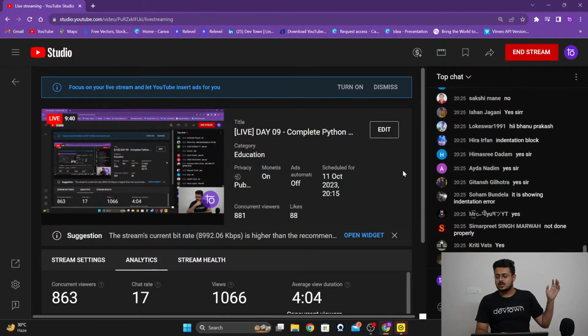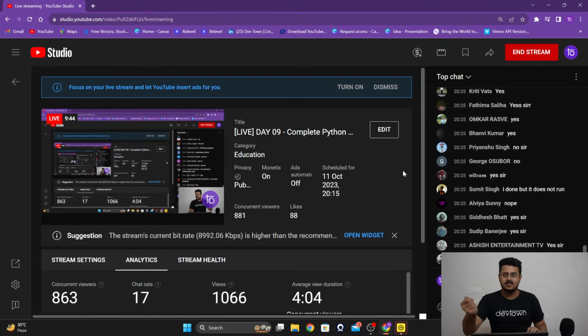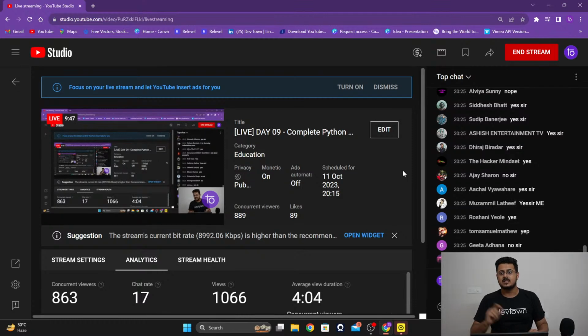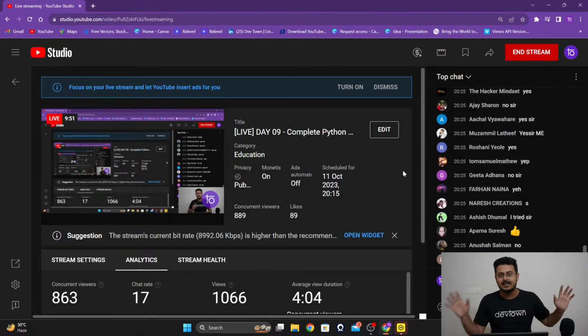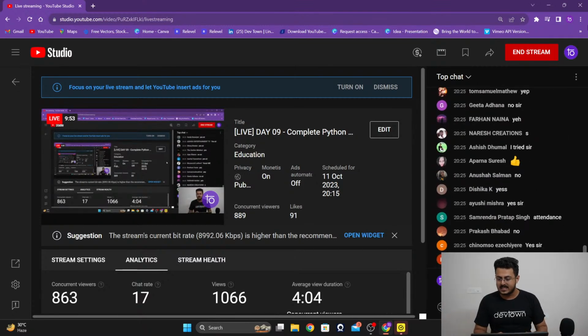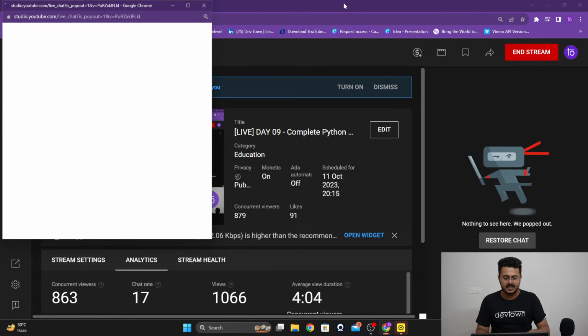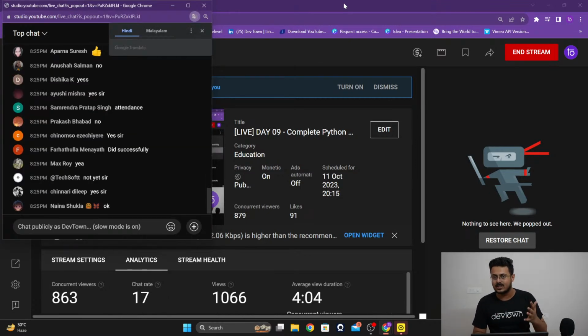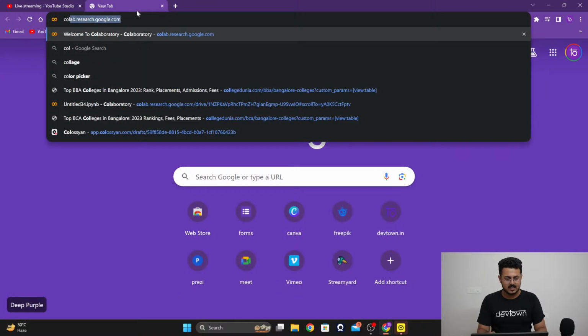Indentation error. Okay, so many of you guys are getting this indentation error, guys. No issues in that. I will solve it immediately right now, just by changing one particular line of your code. Basically, I think you didn't pay attention to what I did yesterday. Even I was getting that indentation error right over there.